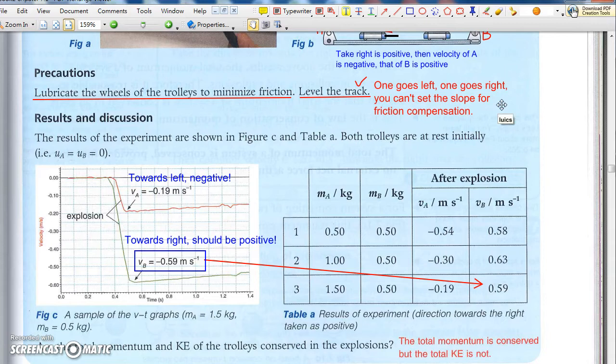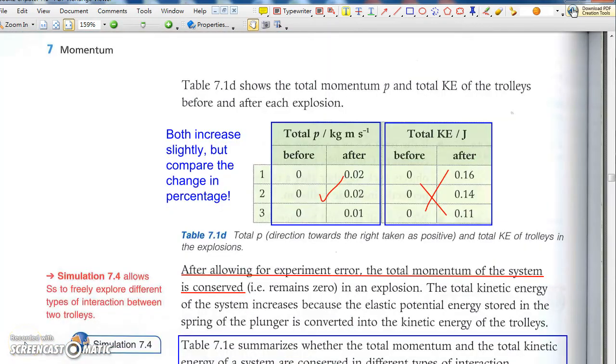In this experiment, we have to level the runway but not to set it for friction compensation, as the trolleys move to two sides, and so there's no way to reduce the effect of friction for both of them at the same time. Within the limits of experimental error, the total momentum of the system is conserved in an explosion. On the other hand, the kinetic energy increases in an explosion as the potential energy of the loaded spring plunger is released.